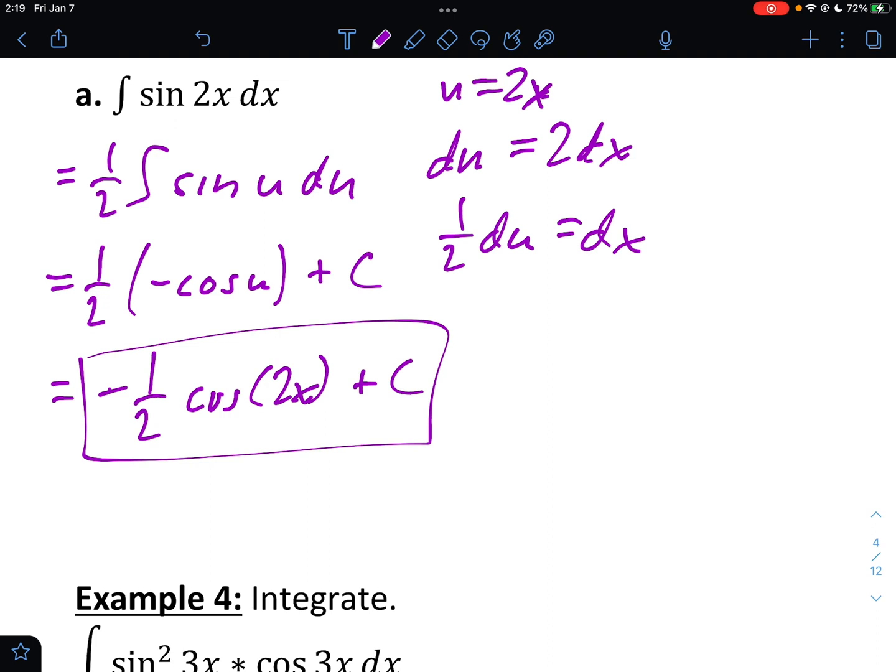Now you can always do that for a problem like this, but we'll do so many of these. So a problem as simple as this, you might start to just recognize the pattern, and you might not even need to go through the substitution process.